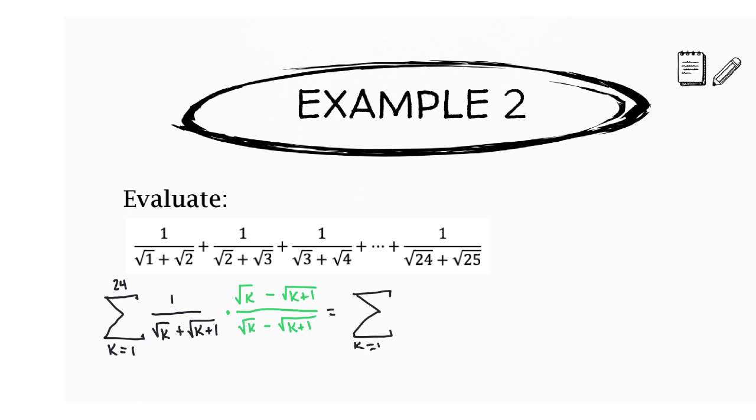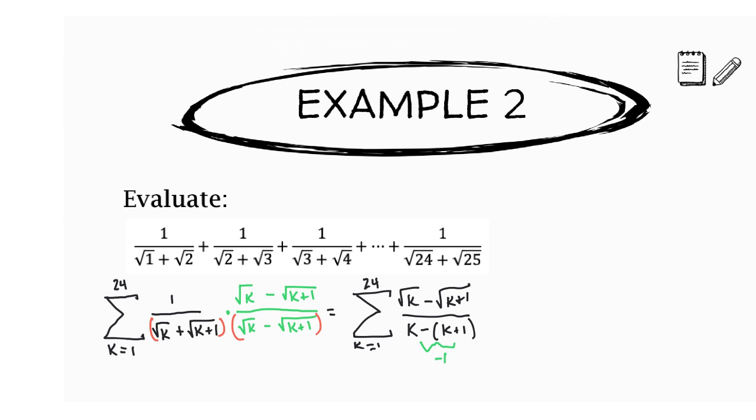Our sum now becomes the sum from 1 to 24 of root k minus root k plus 1 over, and think about what happens when you multiply out this pair of binomials down here. Your first term would give you just a k. Your outer and inner terms would cancel, and the last term will give you minus the quantity k plus 1. Now, of course, when we subtract k minus the quantity k plus 1, we get negative 1.